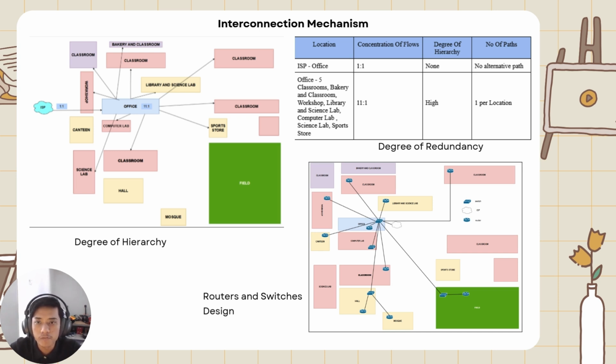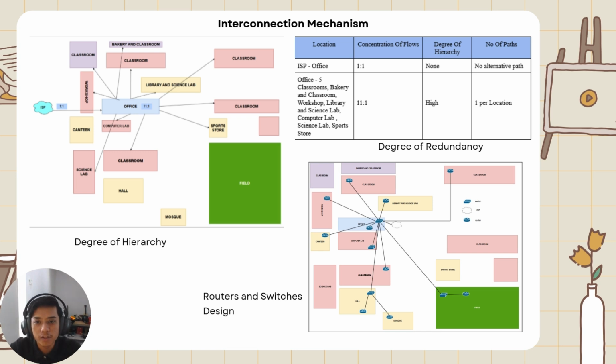The diagram on the left illustrates the degree of hierarchy. It is a campus layout featuring router and switch connections to key areas: the office, library, and science lab. Canteen and green field represent the campus boundary. Hard boundaries and soft boundaries are marked to define network zones.